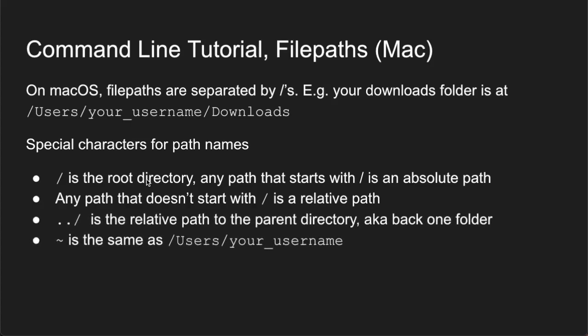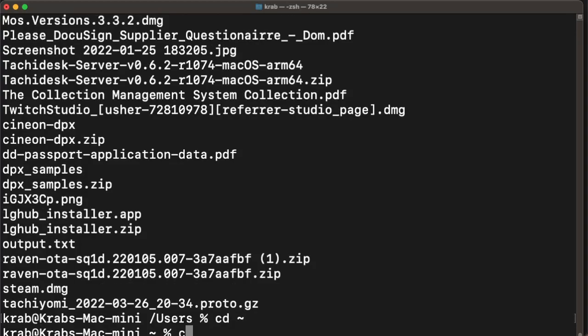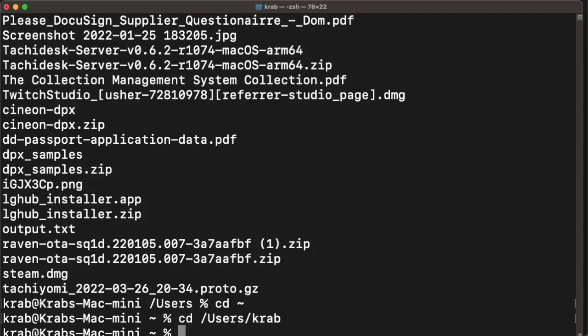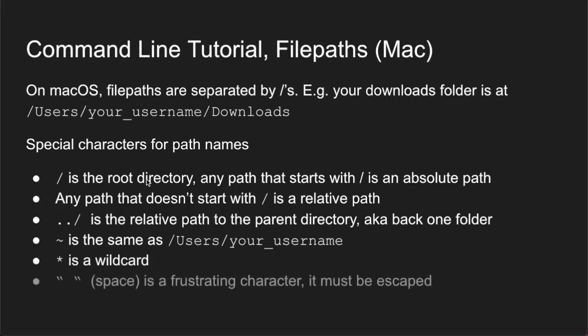So you saw this, the .. is the relative path to the parent directory, so back up one folder. The squiggle character is actually a short working version of your home folder, which is /users/username. In my case, crab. You see that we go to the same location. The asterisk character is a wildcard. We'll see that in the activity. And then finally, the space character can be very complicated, and I'll show you why in a little bit.